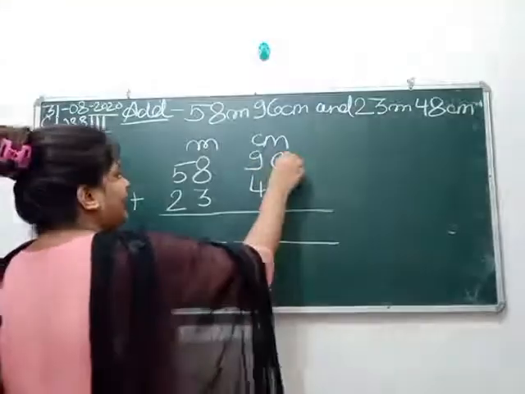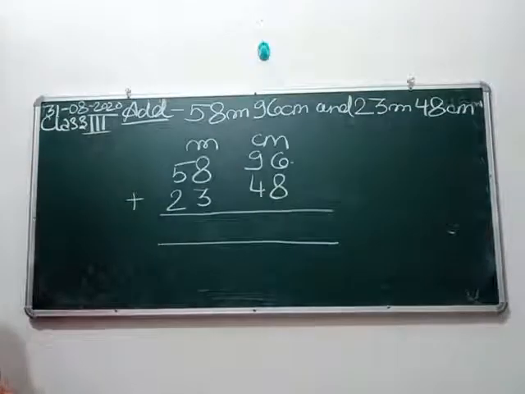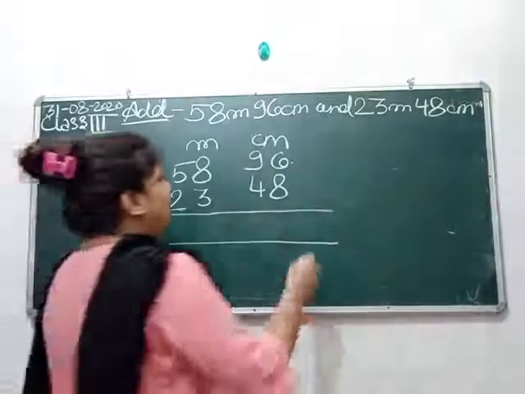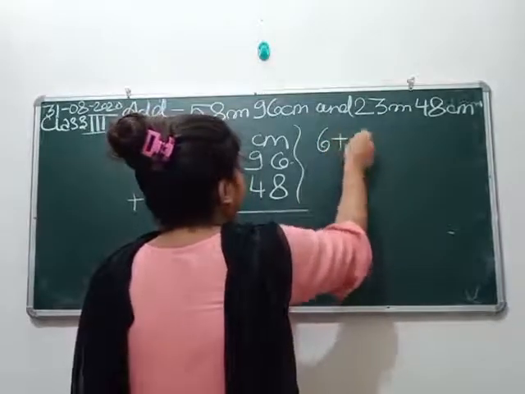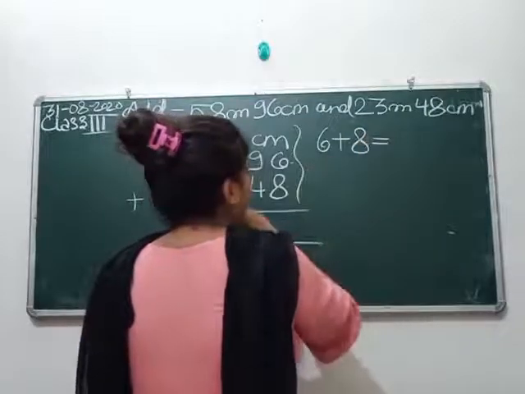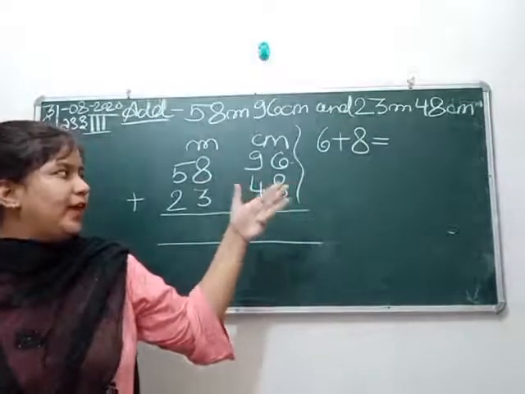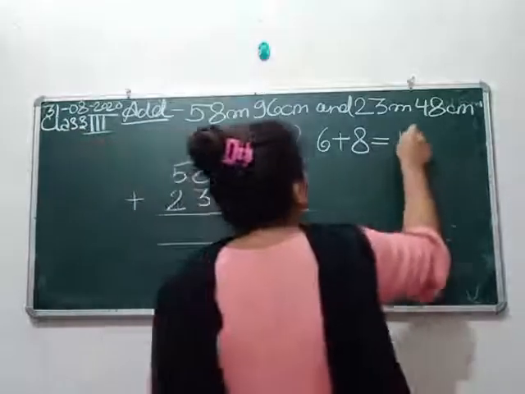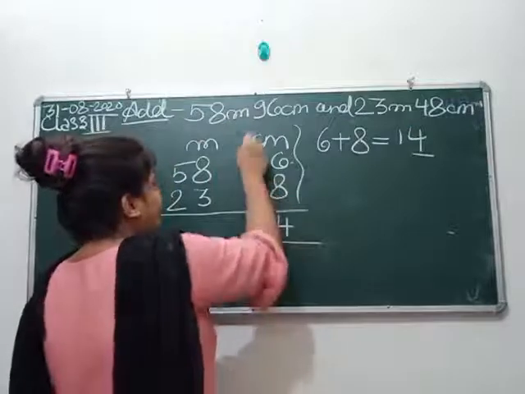Okay, so we'll start from this place. At the rightmost place we are having 6 plus 8. Now 6 plus 8 we will get 9, 10, 11, 12, 13, 14. We will get 14. So let us write 14, and for 14 we will write only 4 here, and we will give carry 1.